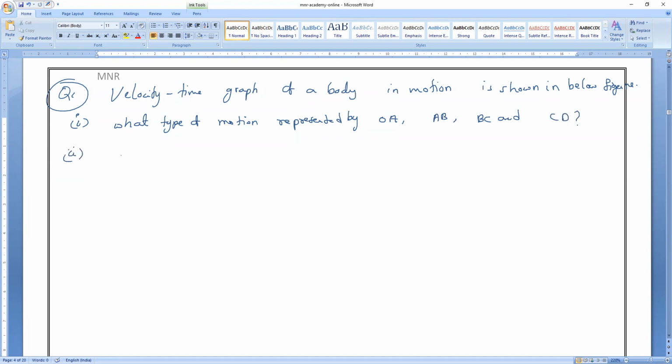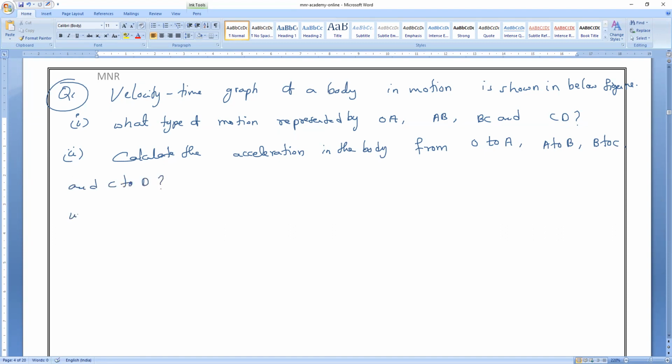Roman number 2. Calculate the acceleration of the body from O to A, A to B, B to C and C to D. If you solve this question, mostly you can solve.